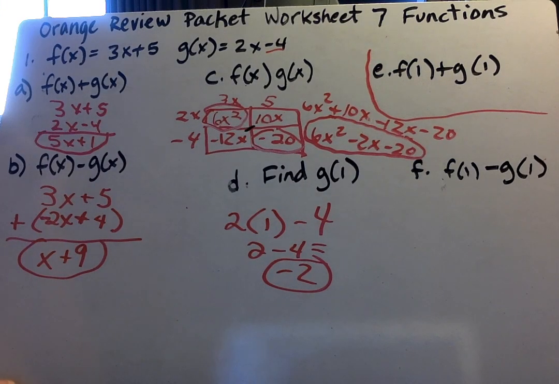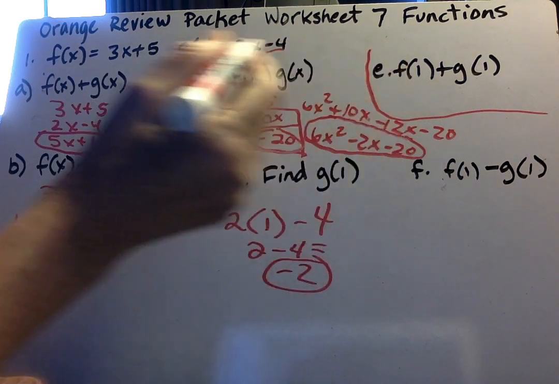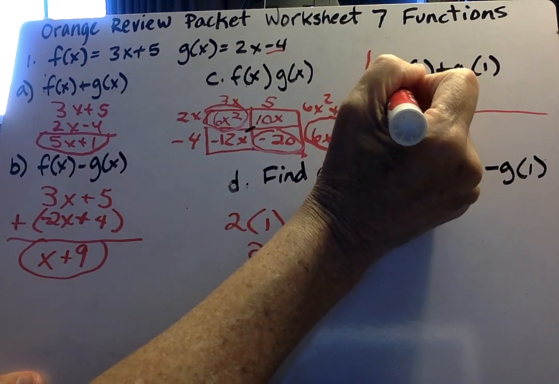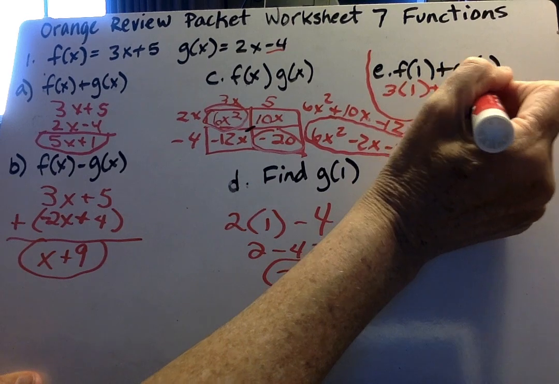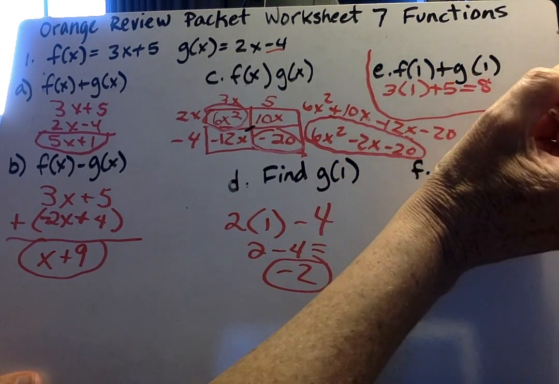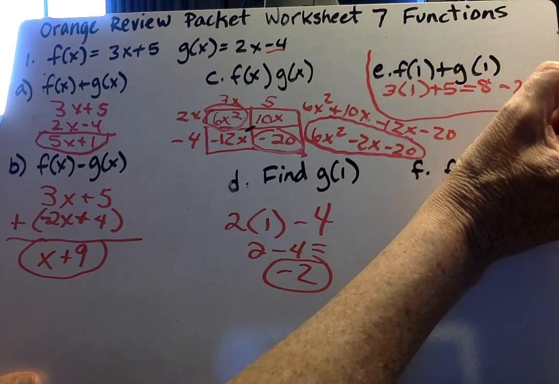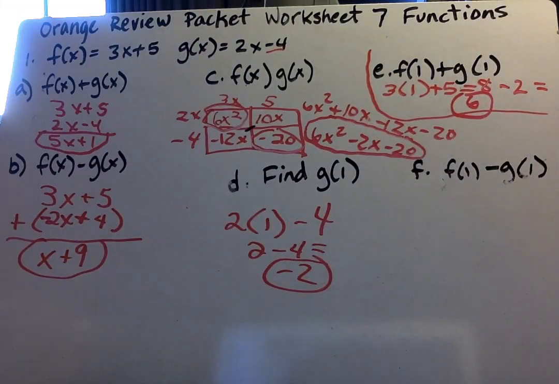Next, part E says f of 1 plus g of 1. We know g of 1 is negative 2 already because we've done it here. f of 1 goes 3 times 1 plus 5, and that equals 8. 3 plus 5 is 8. And then we're going to add g of 1, which is a minus 2. So we add minus 2, and the answer there is 6.